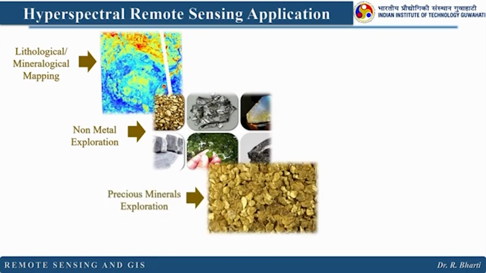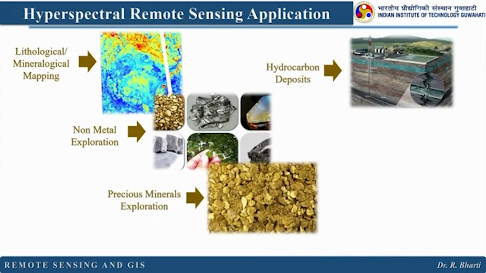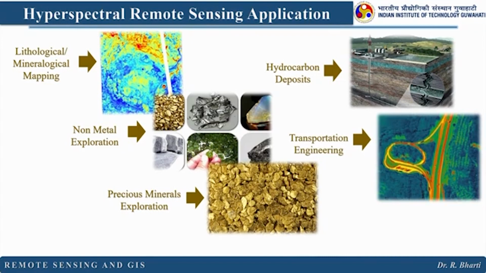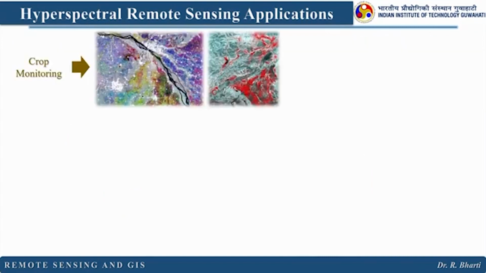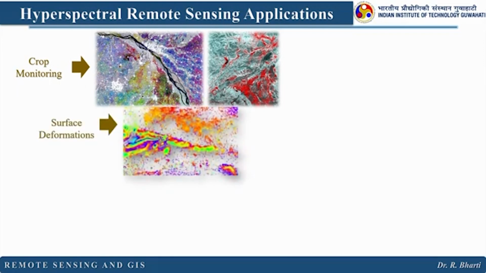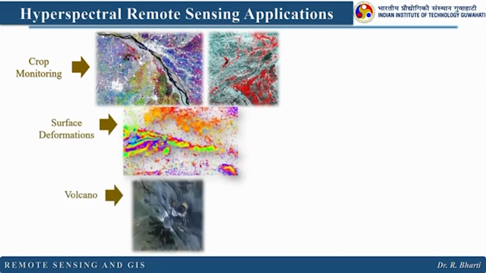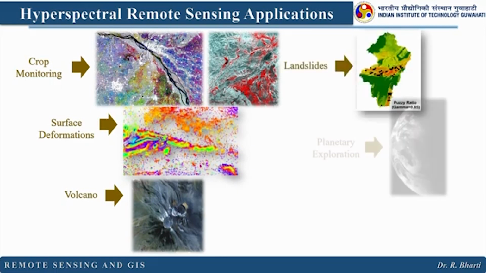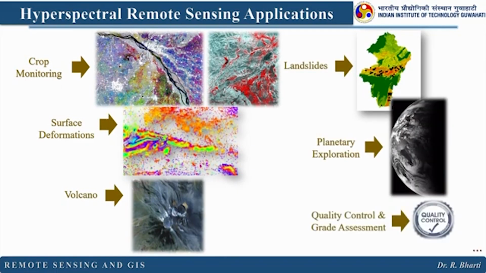Third one is precious mineral exploration. Then hydrocarbon deposits, or in other words, how to detect micro seepages using this space-based data. The next examples are transportation engineering, then crop monitoring, surface deformation, volcanic studies, landslides, planetary exploration, and quality control and grade assessment. This is related to industry, where we produce material and want to check the quality, so quality of the food grains.